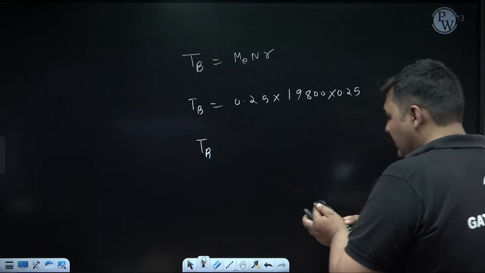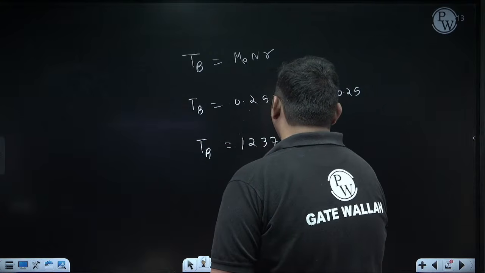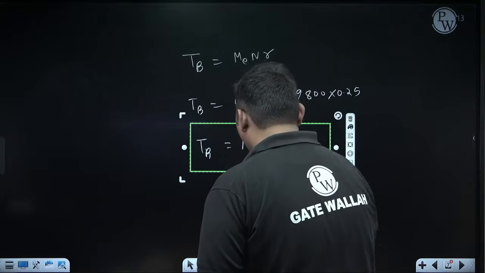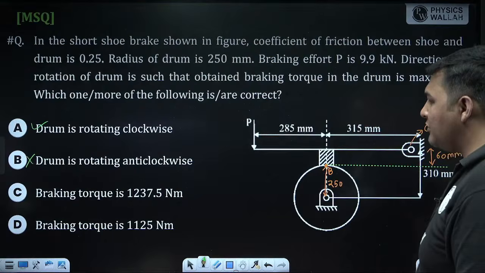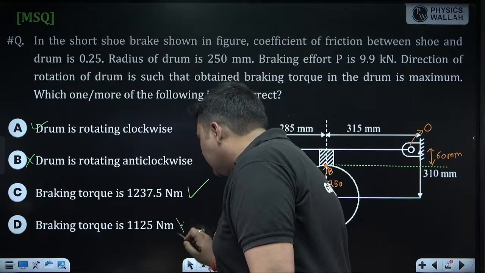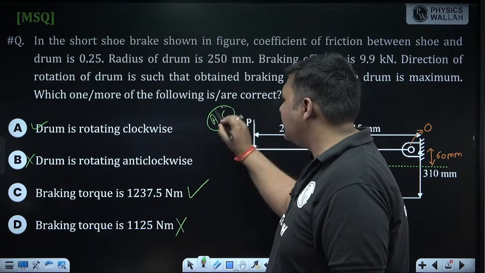Calculation you can check. Is it coming 1237.5 Newton meter? So for this question, the braking torque which is coming in the drum is 1237.5 Newton meter. That is asked in option C and D. So you can see C is correct, D is incorrect. So for this question, the correct options are option A and C.